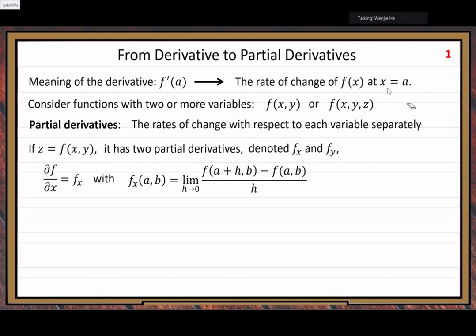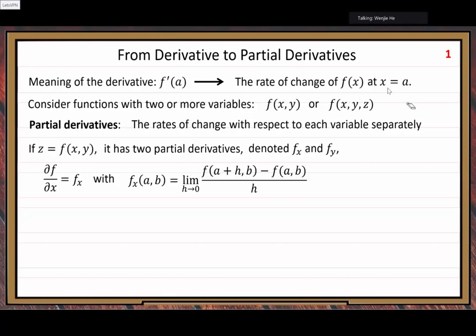But here we consider the partial derivative at one fixed point, and for that point we use a and b. So here you can see we do not treat a and b as variables. We treat a and b as the coordinates of one point. So that is the definition.